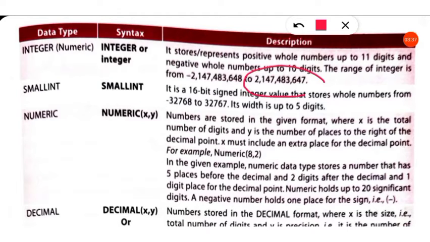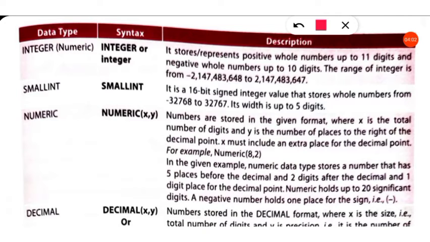The size of the integer can be 11 values. So 11 digits can be there in a value that can be stored using integer data type. 11 digit values can be stored. If it is a negative value, then maximum 10 digit value can be stored.